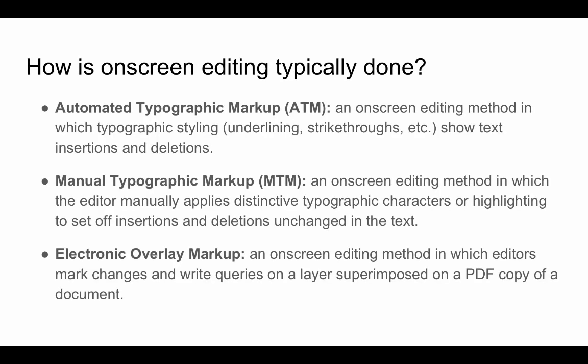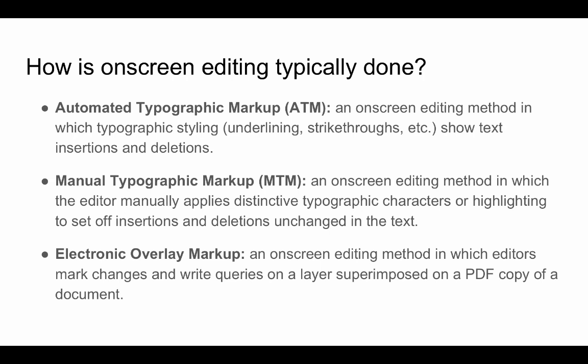So there are three types of on-screen editing that we could discuss. There's what's called automated typographic markup. Basically, it's essentially like track changes, which you have reviewed by now at this point, where you can see consistently this automated markup that's been created by the word processing technology. So Microsoft track changes looks like underlining, strike-throughs, and comment bubbles. And so this is what we call automated.